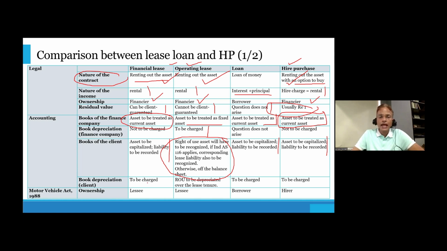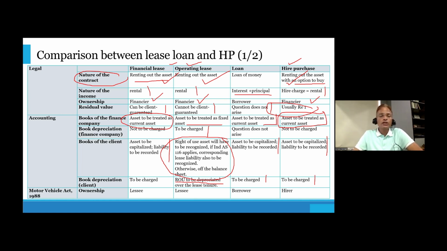Now, if there is an ROU asset, as per Ind AS 116 or IFRS 16, the ROU asset will also be depreciated. In case of a loan, the question of depreciating does not arise. In case of hire purchase, depreciation, of course, is provided by the borrower or the hirer. Now, another very important point, and this is very specific to motor vehicles.